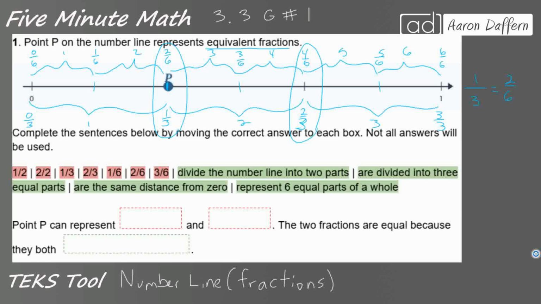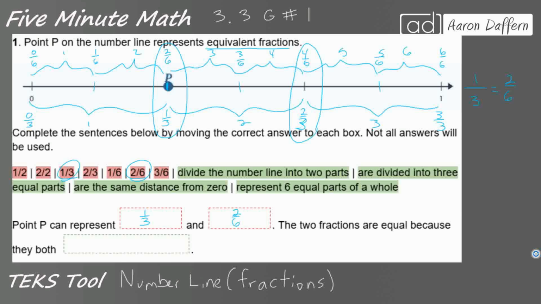Now, what we need is 2 fractions to be moved. If this were drag and drop, we would take our mouse and drag something from the red into these 2 reds. Point P can represent, well, let's just take what we have here. 1/3 and then 2/6. And you can put them in either order. If you put 2/6 first, that's also fine.